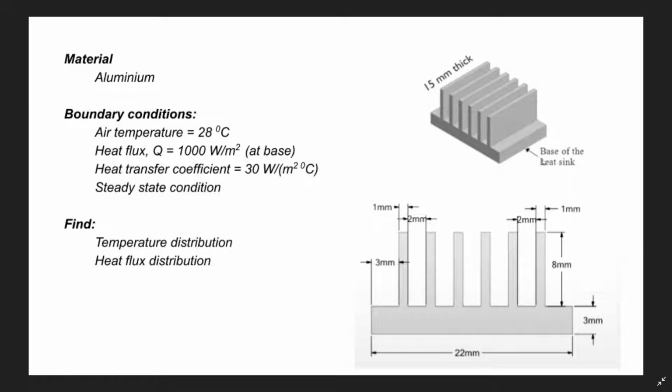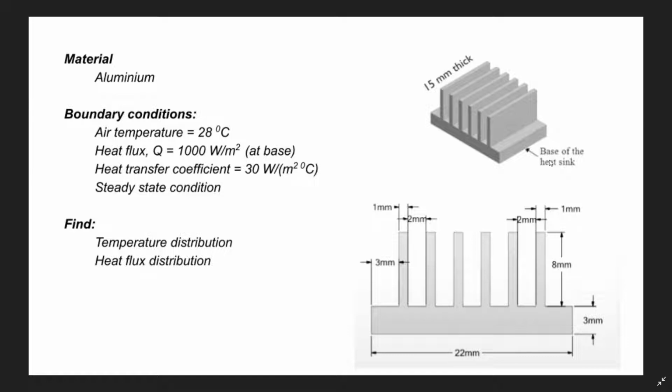The base is given here. That means this base is pasted over the heat source, which may be a processor of a computer, whatever it is, the electronic module that we use in our appliances. And the heat transfer coefficient is given as 30 watt per meter square degree Celsius. That means the cooling of the electronic module is by means of the conductivity of the aluminum and also the convective heat transfer from the surface of the fin to the atmosphere.